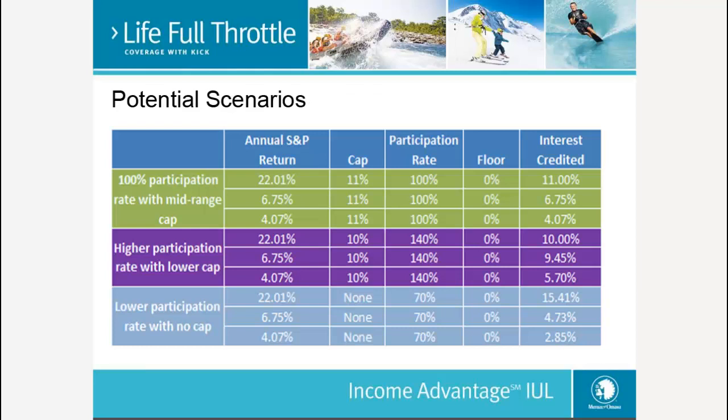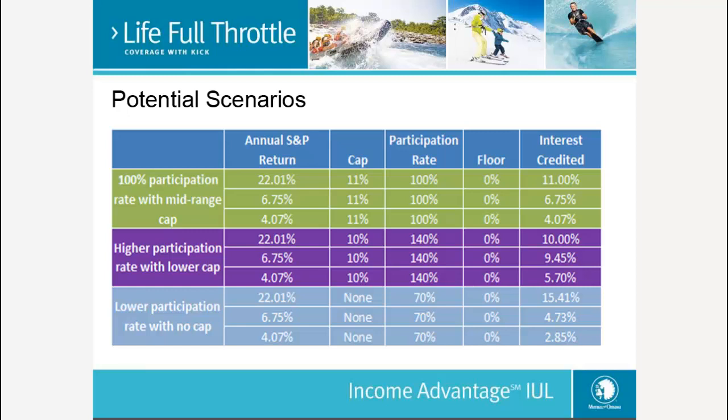Let's take a look at an example of how these 3 crediting strategies could work within Income Advantage. In option 1, the participation rate remains static at 100% and the cap is variable, let's say at 11%. If the annual return on the S&P 500 is under the cap rate, the interest will be credited at that rate. Should the annual return rise above the 11% cap, the interest credited would only be 11%. However, if the annual return falls below the 0% floor, the account will not be negatively affected.